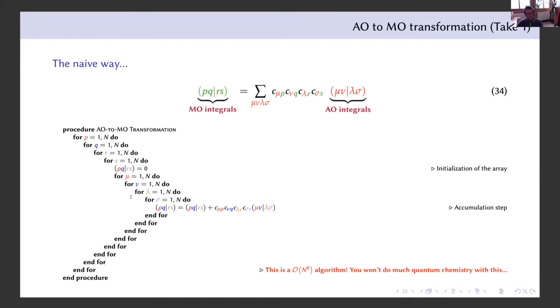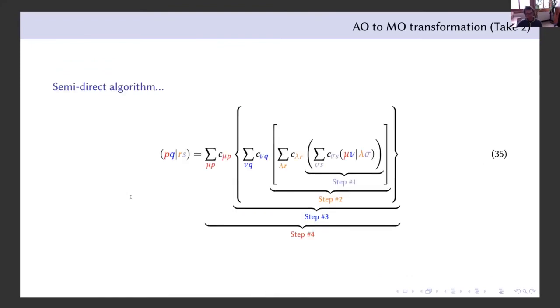So there is a very nice trick to do that, and that's been developed by Frisch, Head-Gordon, and Pople many, many years ago. It's called a semi-direct algorithm, and I want to talk about this because it's a very, very, very general concept in quantum chemistry that is used a lot, and we used it for the RI just before, but we're going to use it again.